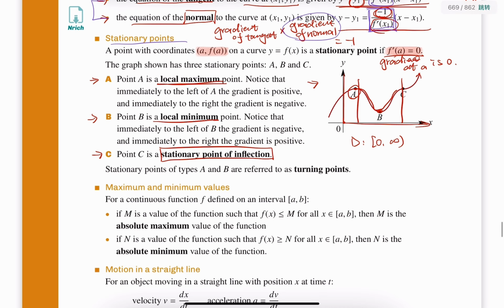What about stationary point of inflection? It's very different from local min and max, which here is point C. So although it has a tangent of 0, which means at point C the first derivative is 0, okay?